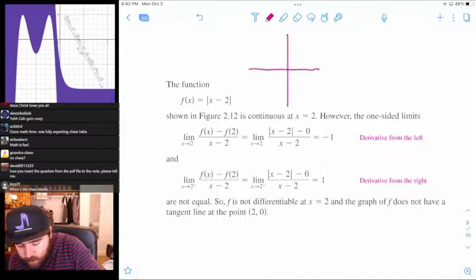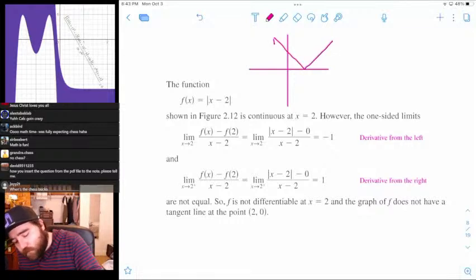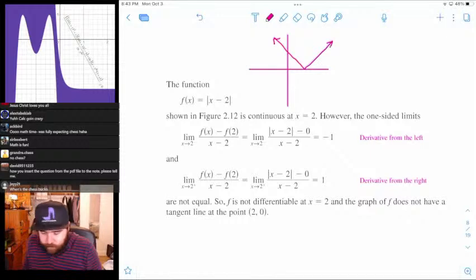It's there, there. X minus 2, so it's 2 to the left. I can't do that, can I? No. But I can do that and that. So that's our graph. Yeah, okay, that makes sense.